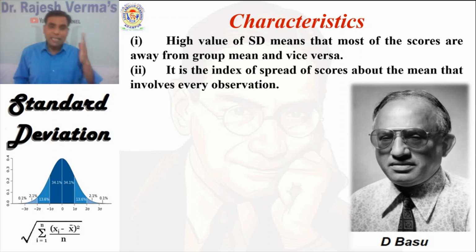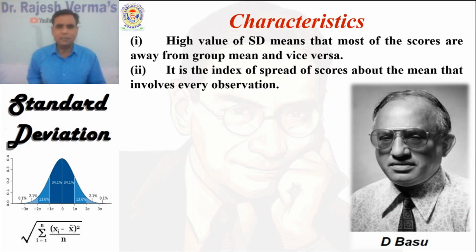Second, it is the index of spread of scores about the mean that involves every observation. While calculating the standard deviation, it involves each and every observation twice. First, while calculating the mean. Second, while calculating the deviation, that is the difference between each score and its group mean. So this is a very important characteristic: standard deviation involves every observation.